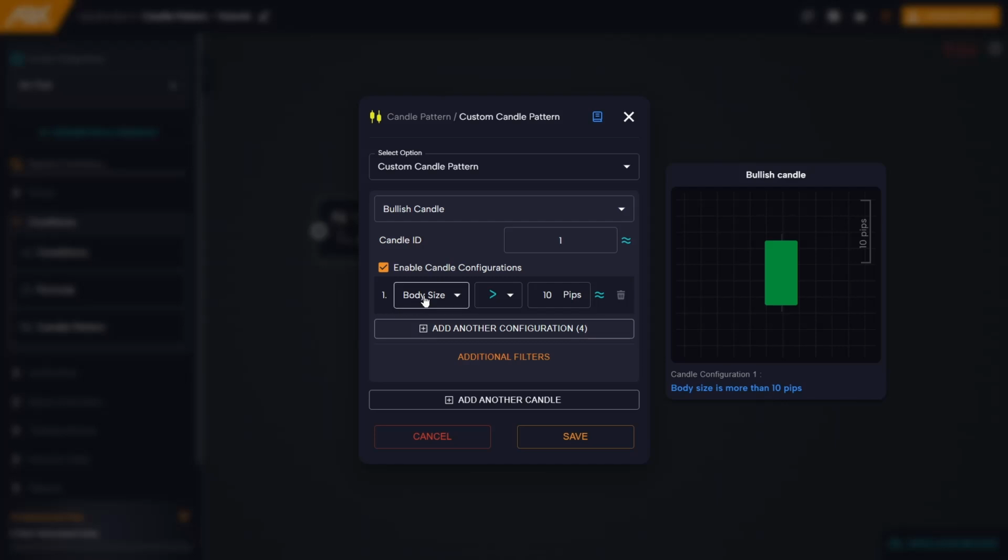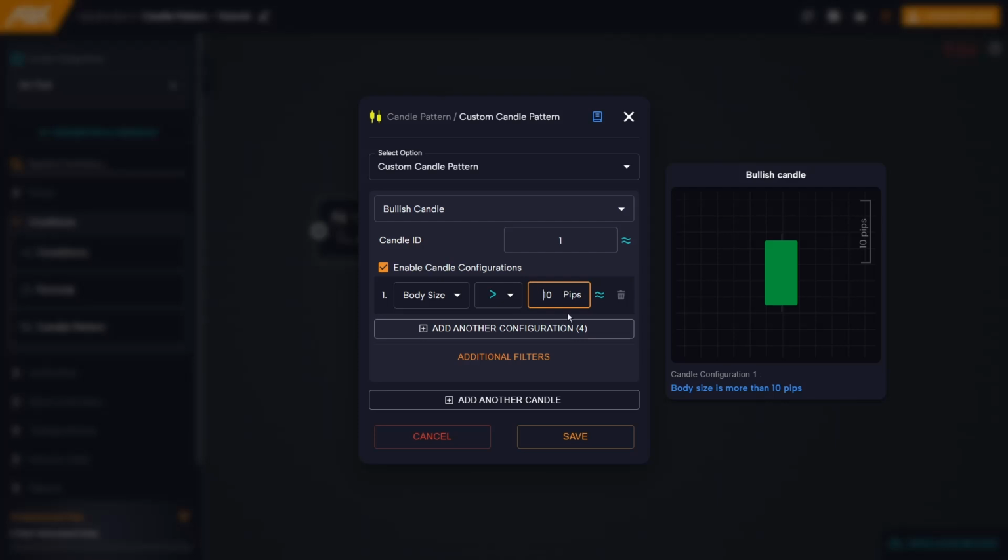In our choices, we have body size, referring, as we saw before, only to the candle's body, excluding the shadows, total candle size, meaning the entire candle, both body and shadows, shadow size, indicating both shadows, upper shadow size, only the upper shadow, and finally, lower shadow size, only the lower shadow. In the center, we find the operator we already know, more than, less than, etc. And on the right, we find the box to determine the pips of our customization.